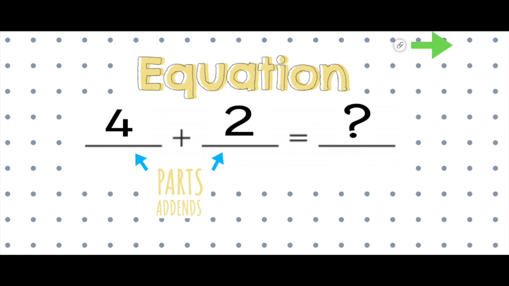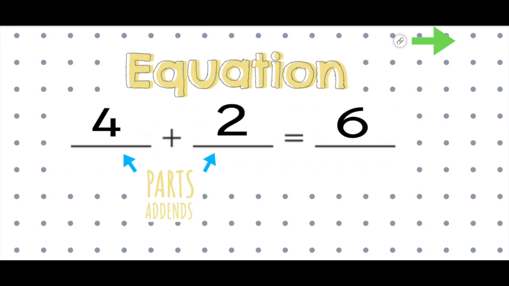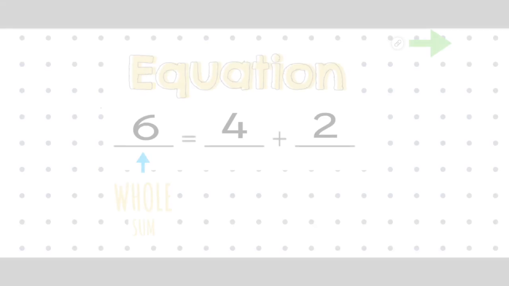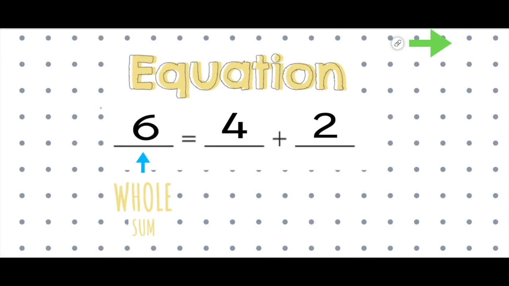In this example, we have two parts, 4 and 2, but we do not have their whole or the sum of those parts. So we use what we know to add 4 and 2 together, and that is the same as 6. In this example, we have a whole of 6 and only one part. So we use what we know about 4 plus another part equaling 6. And then we know that the missing part must be 2.